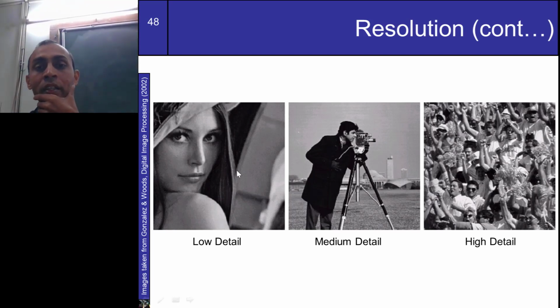So again, three different images with three different levels of details. If you are capturing a crowd image, probably you need a high resolution camera. Whereas if you are only capturing the face of a person, even a low resolution camera should be sufficient.